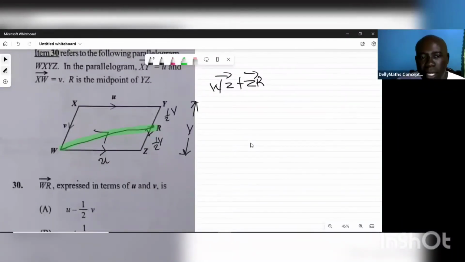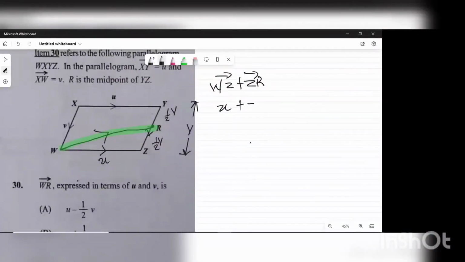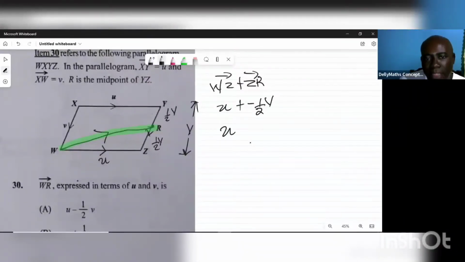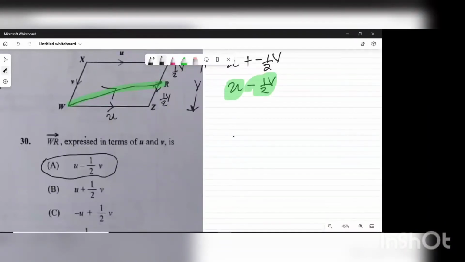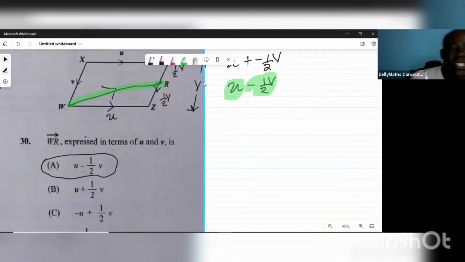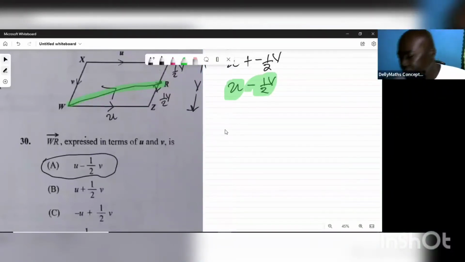So W to Z, in the direction, is U plus. This is coming against the direction, so it's going to be minus half V. And they are unlike terms, so you can just put that minus half V without any plus anymore, because one is V, one is U. So we're looking out for that, and the answer is at A. Can you see that right here? So they're still testing for your vector knowledge. Same way, they're testing for the vector knowledge.